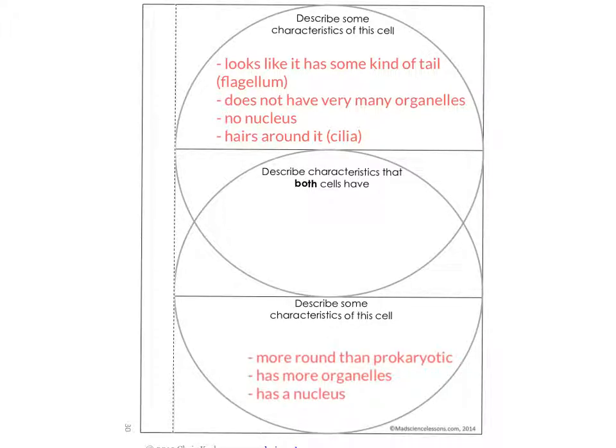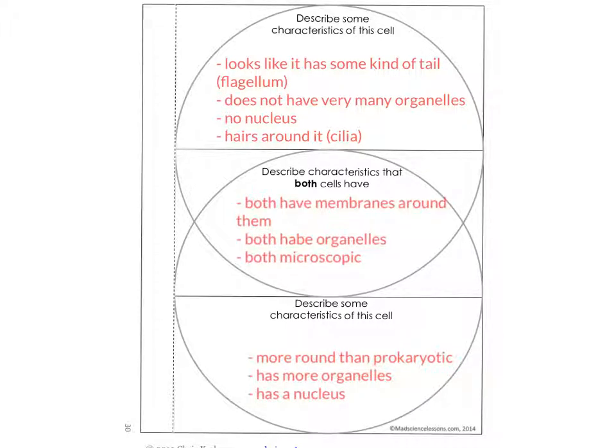Eukaryotic cells are more round than prokaryotics. They also tend to have more organelles, which are the little organs inside of each cell. And unlike prokaryotic, eukaryotic cells do have a nucleus. Both prokaryotic and eukaryotic cells are similar in that they both have membranes around them, meaning they both have a layer that goes around the outside, protects it, and allows certain stuff in and out. They both have organelles inside of them, those little organs, and they're both microscopic, meaning they both can't be seen unless you have a microscope.